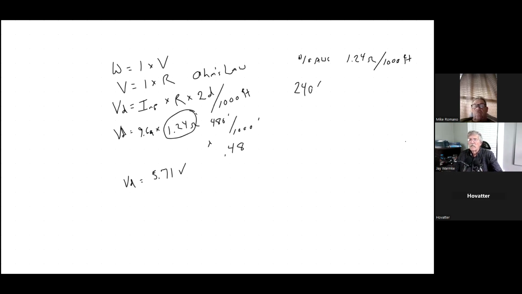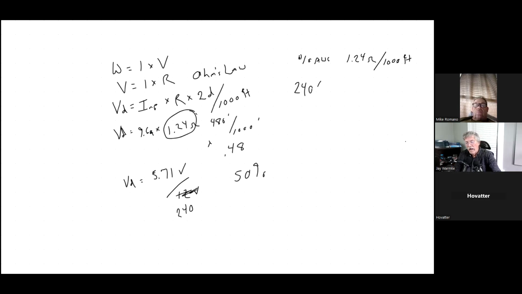Another solution is crank up the volts. So I'm right now saying I'm going to lose 5.71 volts. Is that acceptable or is it not acceptable? I don't know. If it's a 12-volt system, well, 5.71 volts, that's going to be almost 50%. I'm going to lose almost 50% of my power. Well, that's clearly not acceptable. Well, what if it's a 240-volt system?